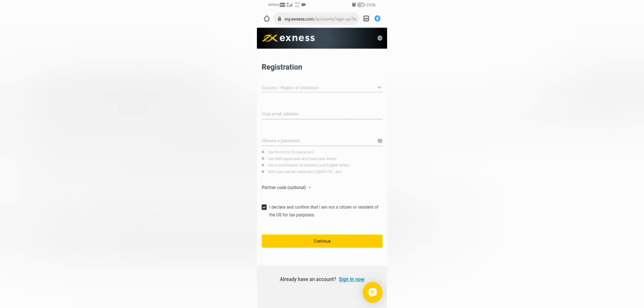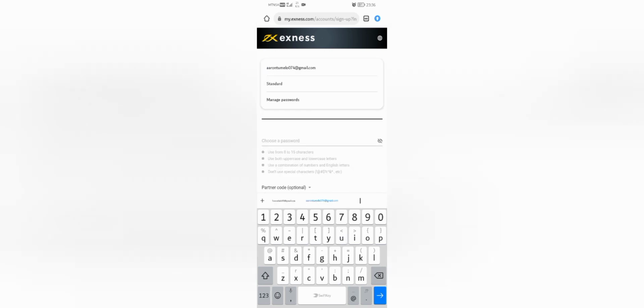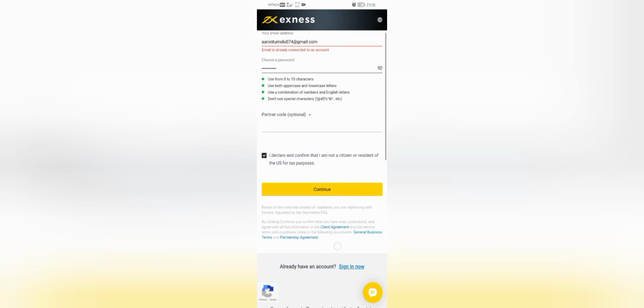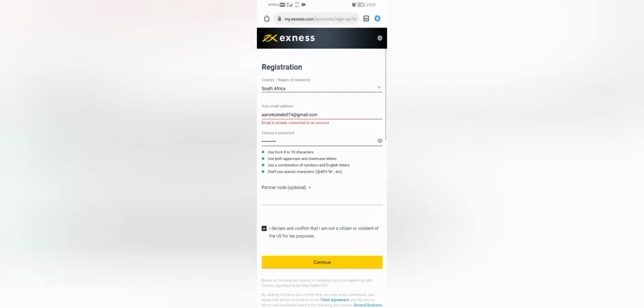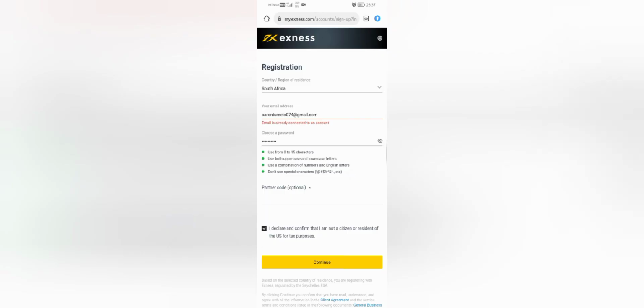Then you choose your country, then your email, then you choose your password, then you click on continue. I've already signed up, so you'll have to do as I've shown you guys, then you'll be set to go. So this is all you have to do to sign up to the broker that we use, and then you can experience low spread and whatsoever. So this is how you sign up with the broker that we use.